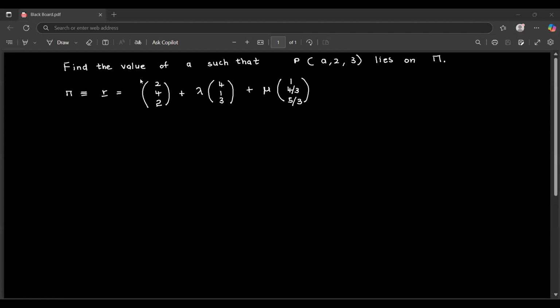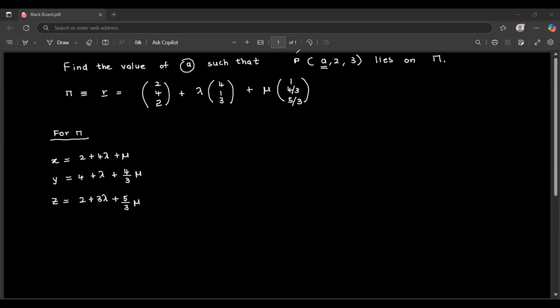So we have to find the value of a. The a is given here such that P lies on plane phi, and phi is given by a specific vector equation. What you have to do is, first of all, come up with the set of parametric equations for phi. That will look like x equals 2 plus 4 lambda plus mu, and y will be equal to 4 plus lambda plus 4 over 3 mu, and z will be equal to 2 plus 3 lambda, I forgot the mu here, plus 5 over 3 mu. So this is what we have.